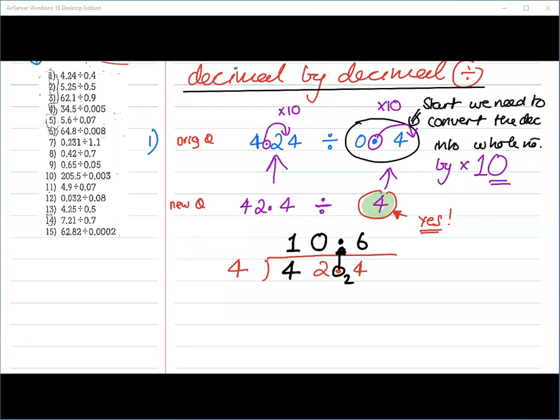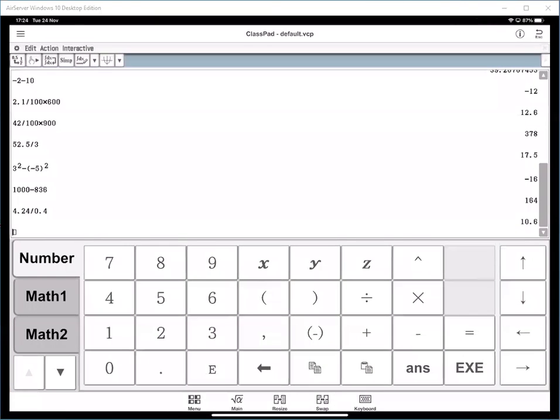Yeah, so I've typed in the original question, 4.24 divided by 0.4, and it gives me the same answer of 10.6. Look at the bottom on the right hand side. Can you see 10.6? Yeah. So even though we've changed the question and we've modified it, it's given us the identical answer to the original question. So that shows you that our method is fantastic. It's lovely. Okay.